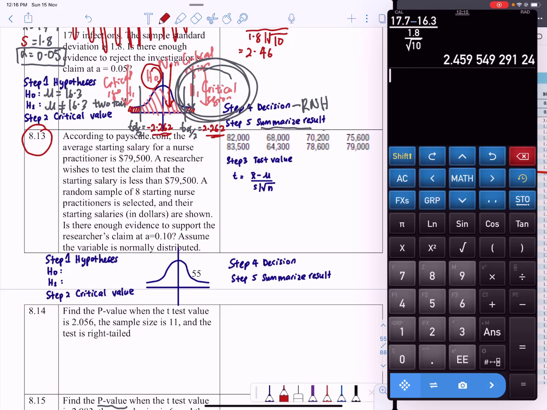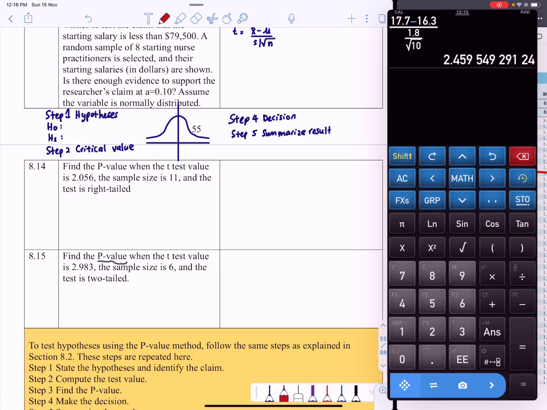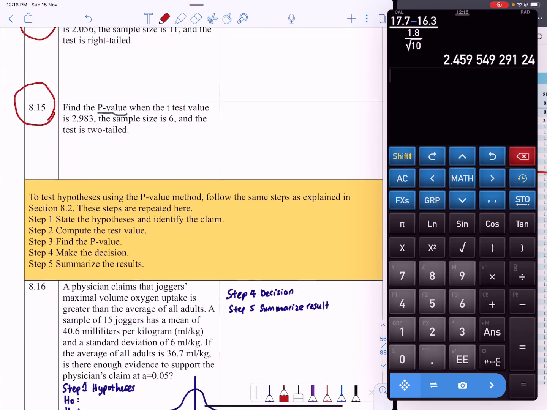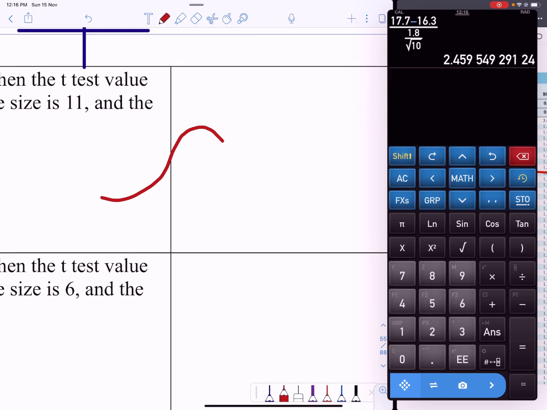8.13 you do by yourself lah. Cubalah buat sendiri ya. Step 1 up until step 5. P value pun sama lah. Saya tak nak tunjuk lah. 8.15 pun sama juga P value. Jadi saya bagi sedikit lah ya ulangan.